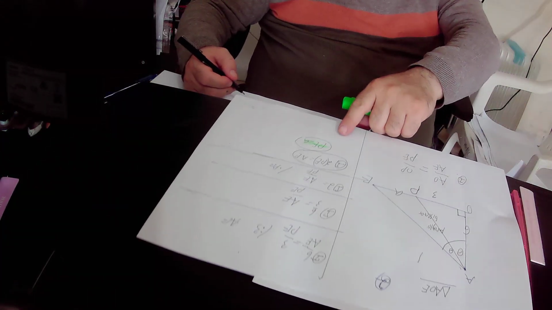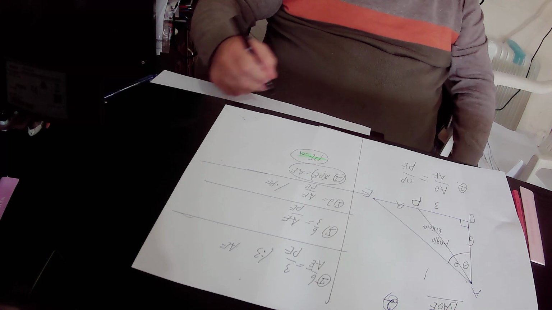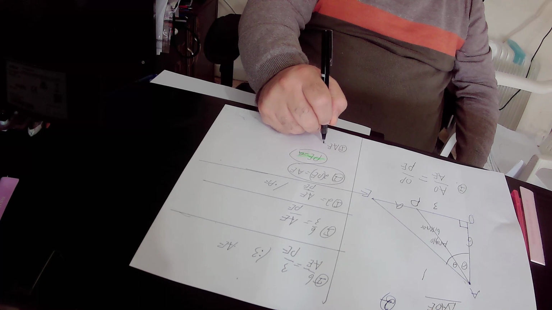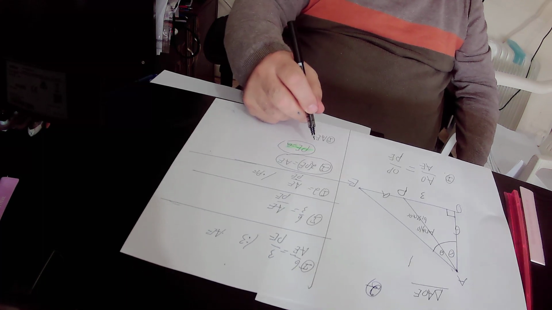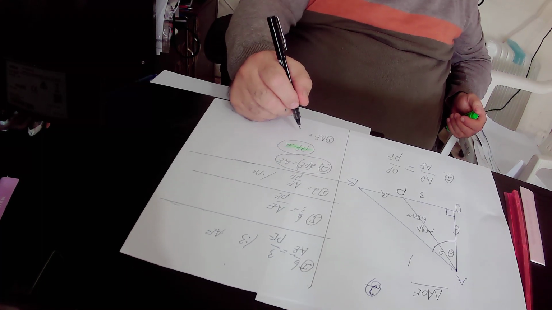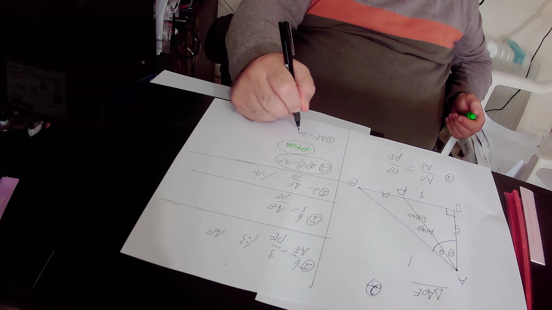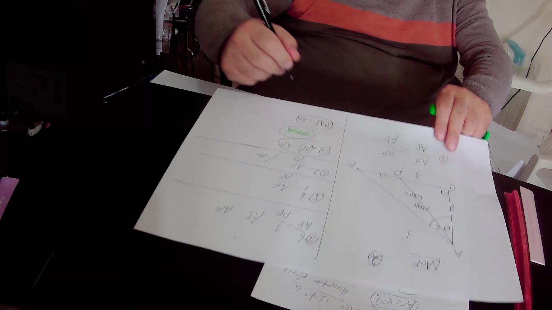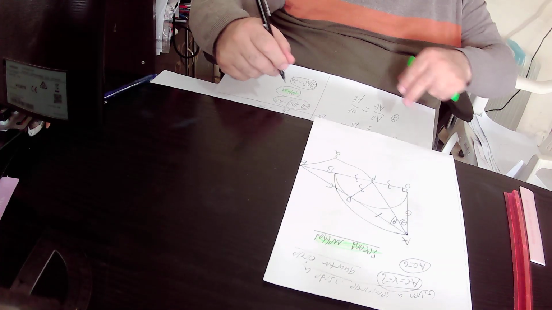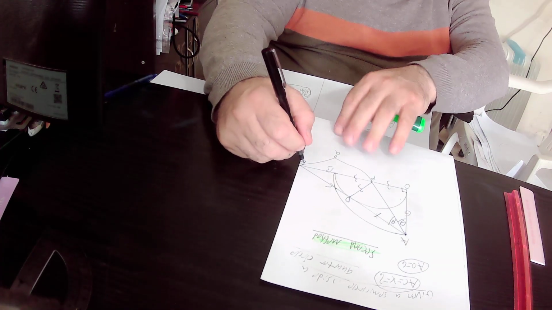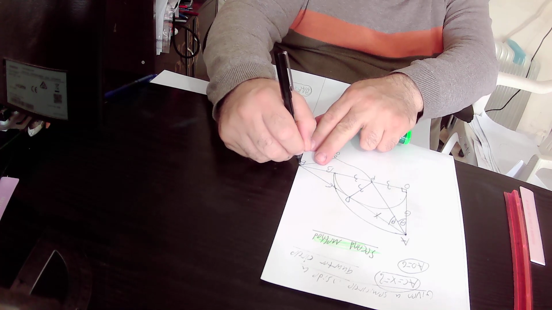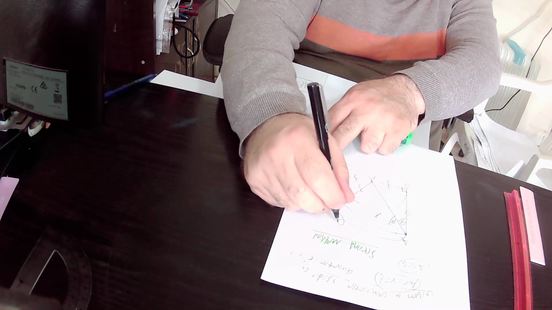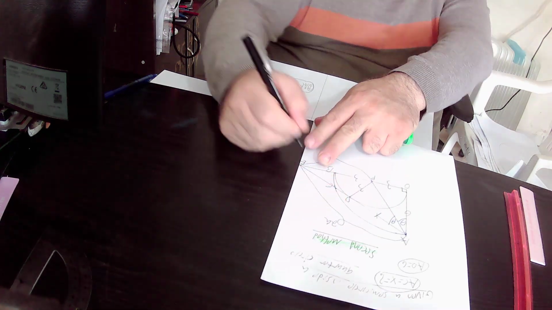So according to equation number 1, AE equals 2 times PE, and PE is a, so AE equals 2a. According to equation number 1, AE equals 2a. Here AE equals 2a. Okay?